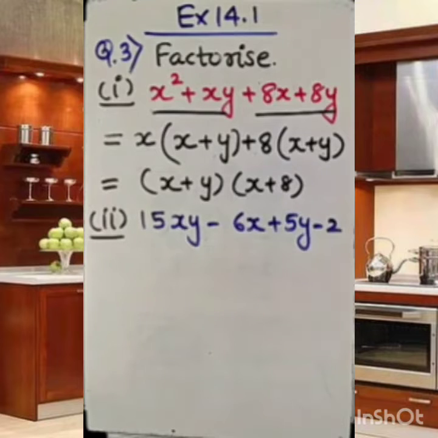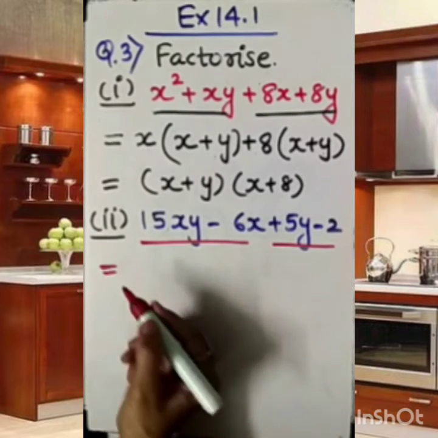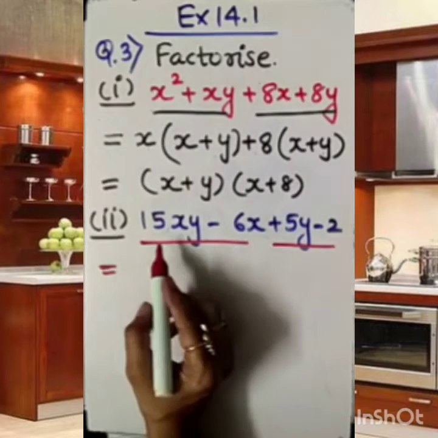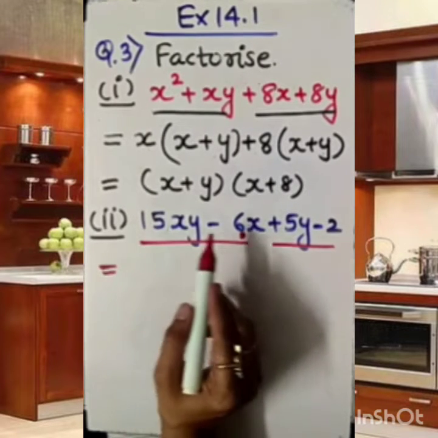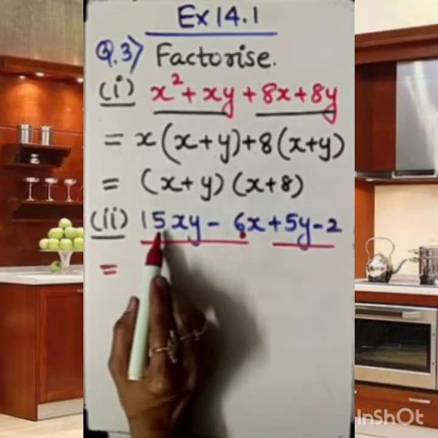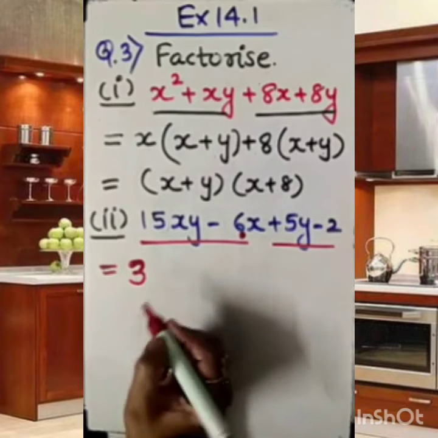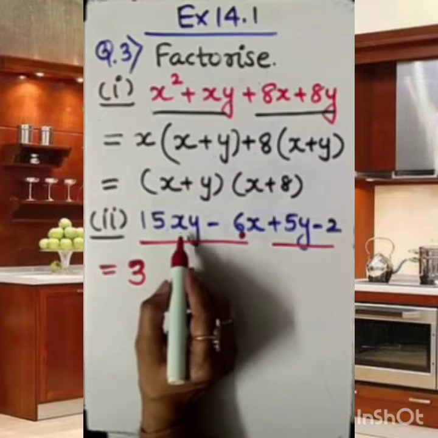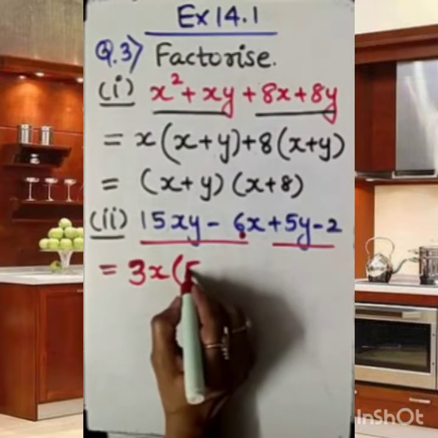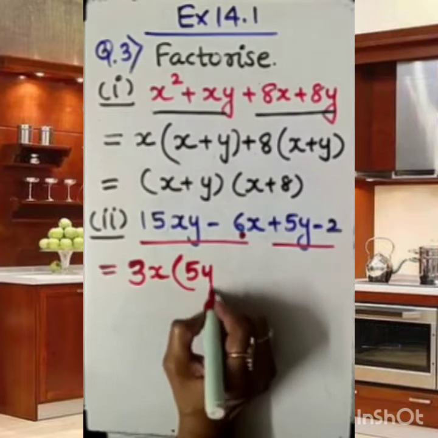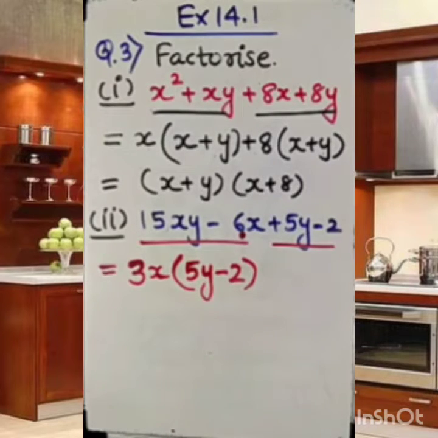So in that also we need to make a pair. Sometimes we need to arrange also, but here it is already arranged, so we can take out common. Just take the HCF of 15 and 6. 5 threes are 15, 2 threes are 6. So in both, 3 is common. Besides this, x is common, which I need to mention here. 5 threes are 15, so here it is 5 and this will be y. Minus 3 twos are 6, so here I need to mention 2.